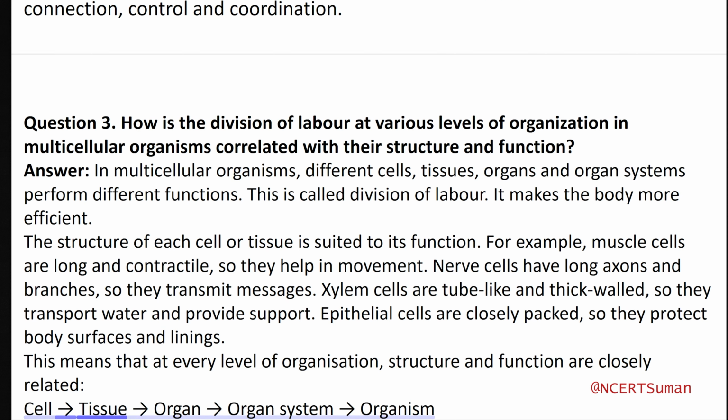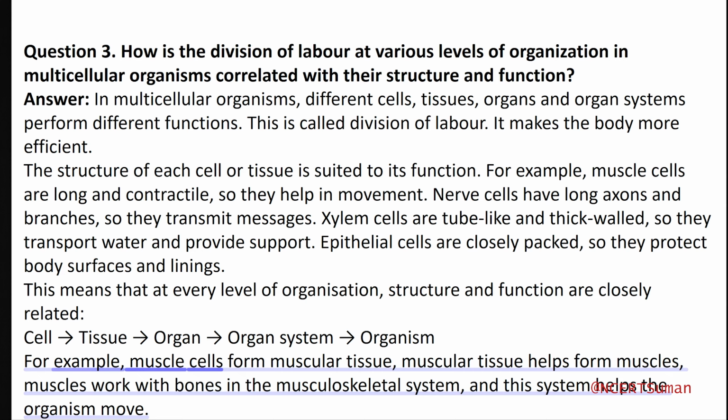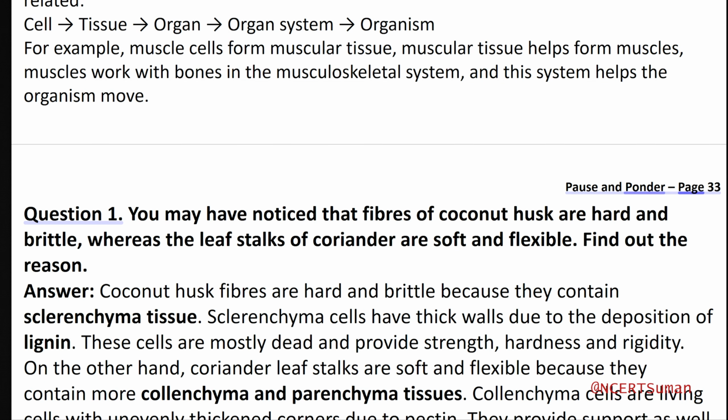Cell → tissue → organ → organ system → organism. For example, muscle cells form muscular tissue, which helps form muscles. Muscles work with bones in the musculoskeletal system, and this system helps the organism move. Pause and ponder, page 33.